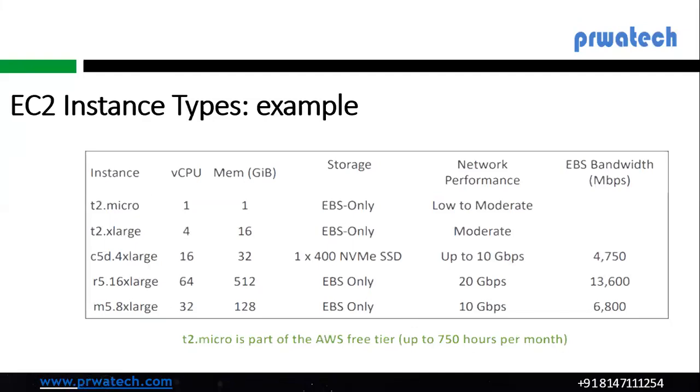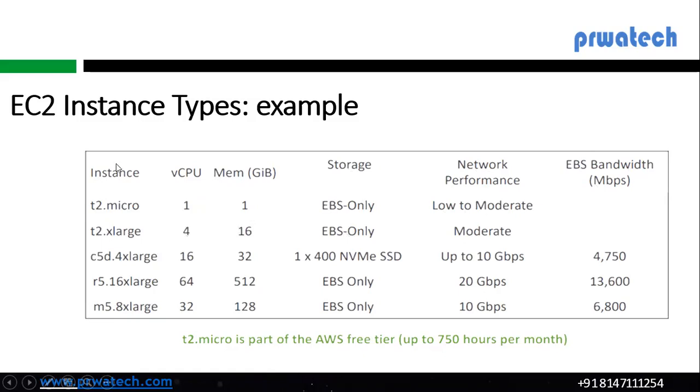Next we'll see EC2 instance types and examples. These are the different instances available. First one you can see is T2 micro. In T2 micro, you get around 1 virtual CPU, 1 GB memory, and for storage you get only EBS. Network performance is low to intermediate, and you will not get EBS bandwidth. Similarly, for T2 large you get 4 virtual CPUs, 16 GB memory, and EBS storage.